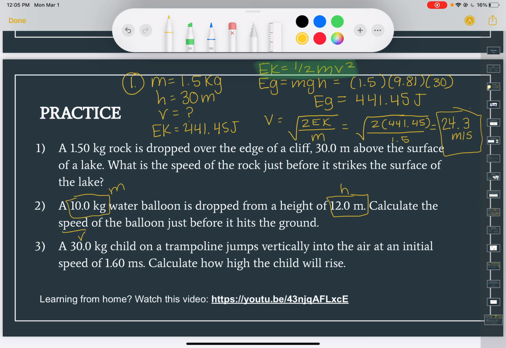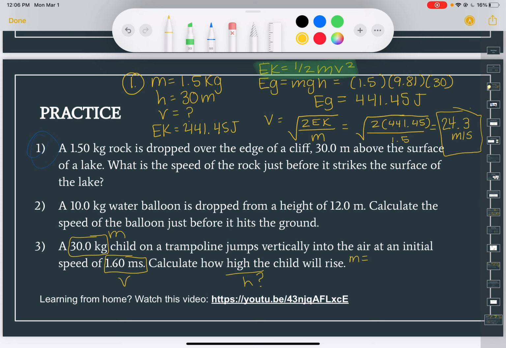That's using the exact same formula we just did. So I'm not gonna do that one because it's literally exactly the same as this question. So we'll try doing the last one here. So it says a 30-kilogram child, that's a mass, jumps on a trampoline vertically, has an initial speed of 1.6 meters per second. So that's a velocity. Calculate how high. So we're looking for an h.